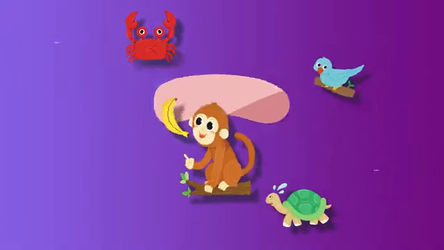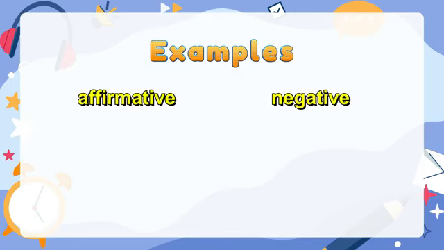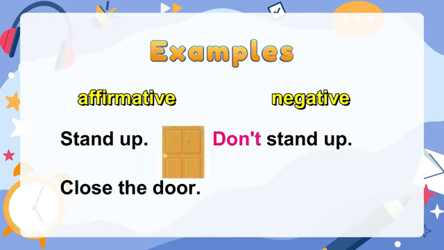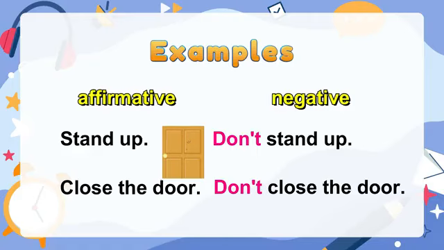Examples. Let's look at some examples. We will do affirmative to negative. The first one says, stand up. The negative is, don't stand up. The next one is, close the door. Negative is, don't close the door.